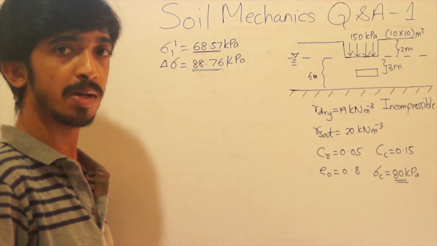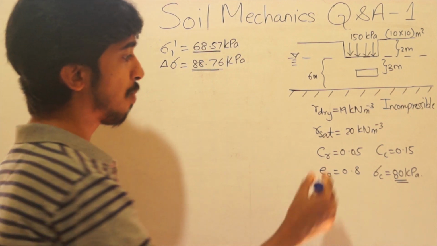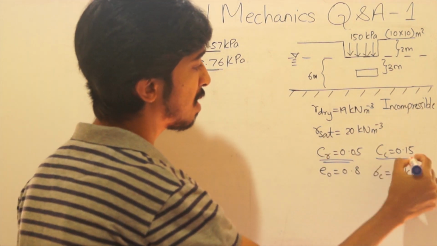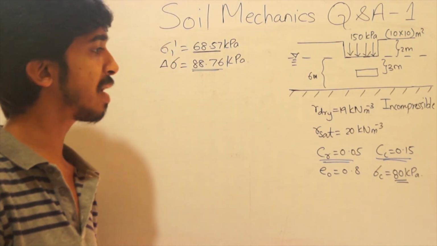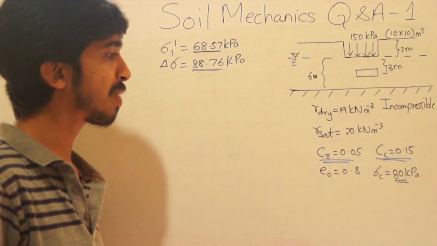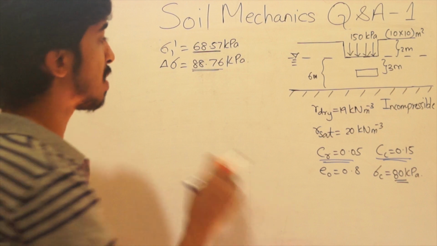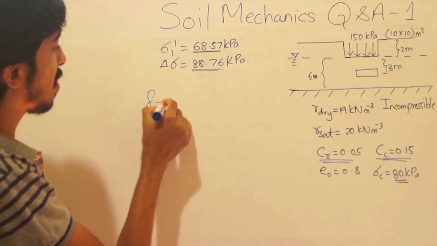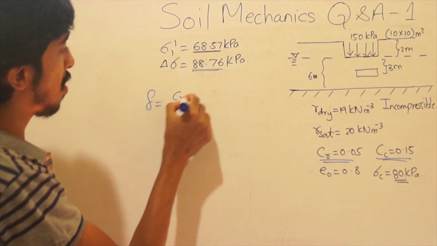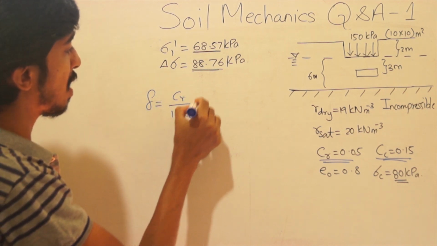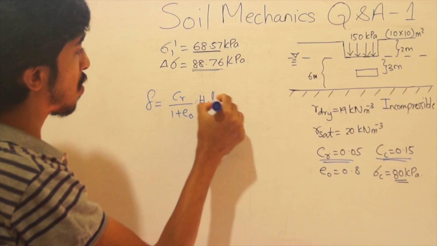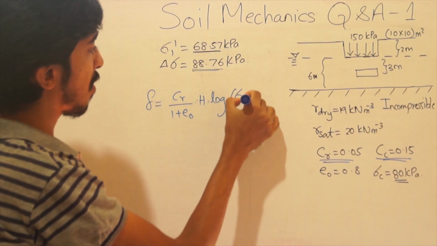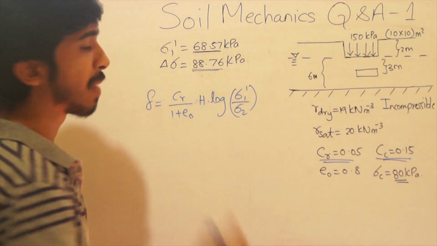So both the CR index and the CC index, that is the recompression index and the compression index, will get into the picture. In the previous question we saw that the settlement can be written as CR over 1 plus E naught into capital H into log sigma 1 dash over sigma 2 dash.